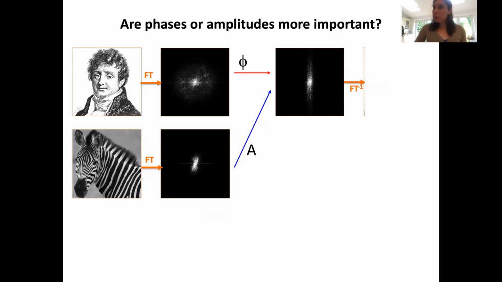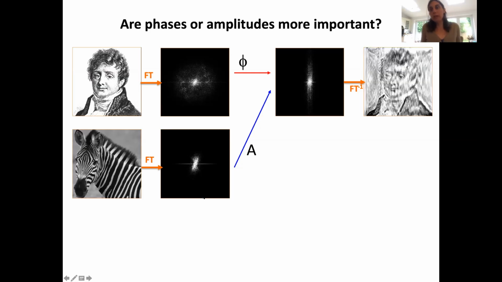Are phases or amplitudes more important for an image? Here we have two different images. We take the two Fourier transforms and make a hybrid transform, where we take the phases from this image of Fourier and the amplitudes from the zebra. What we obtain looks much more like Fourier than like the zebra.